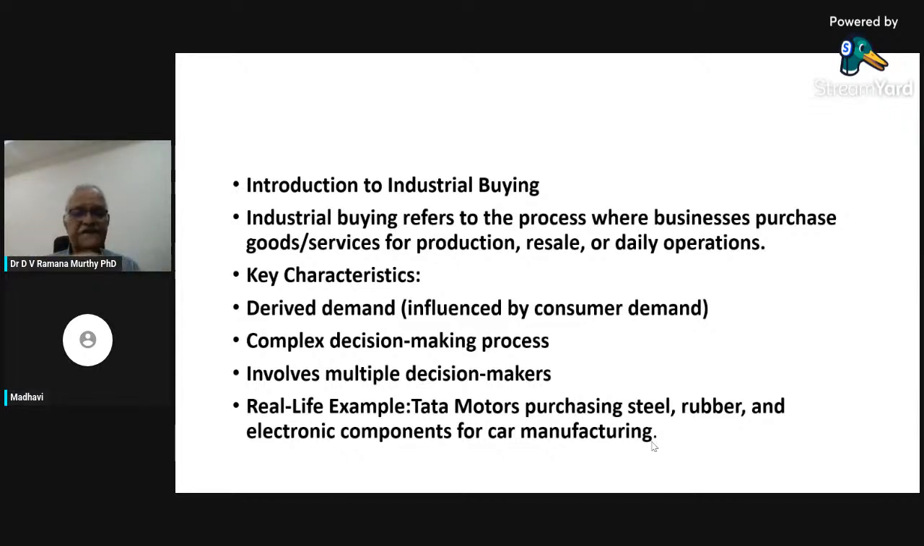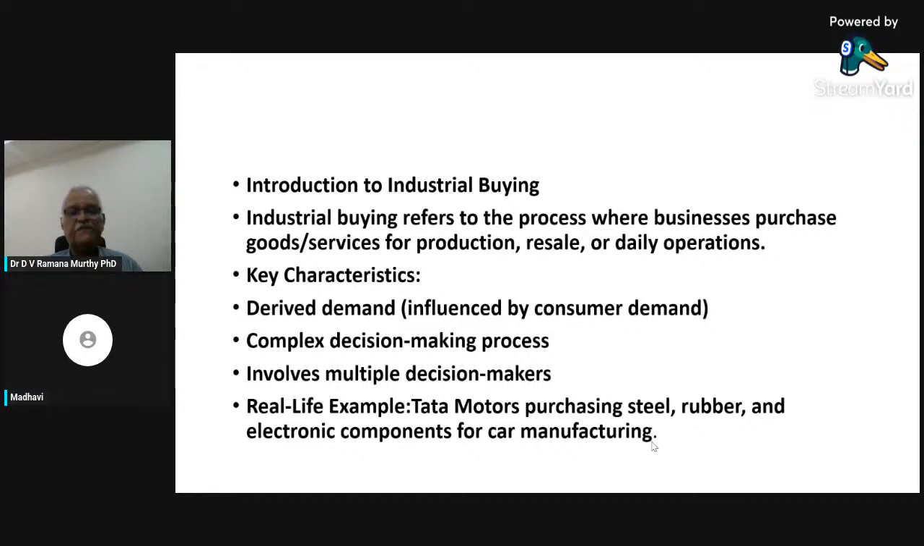So the key characteristics here are: in consumer buying, it is a primary demand, but in industrial buying, we have said it is influenced by consumer demand. That's why it is called derived demand. And we have just now said it is a complex decision making process, unlike consumer buying. It involves multiple decision makers, because there are a lot of people who are supposed to approve the contract. Consumer buying of normal consumer goods is only the consumer, or at best his family members influencing decisions.